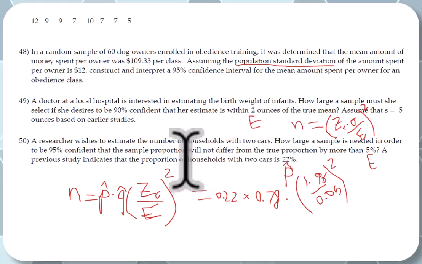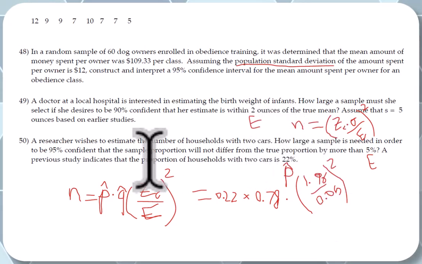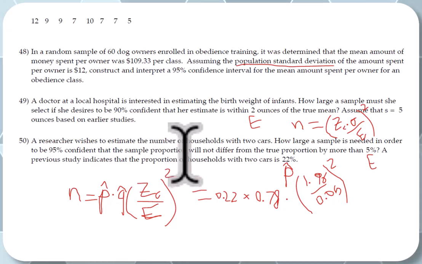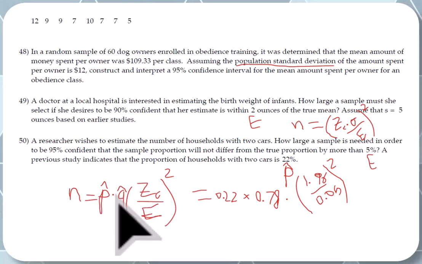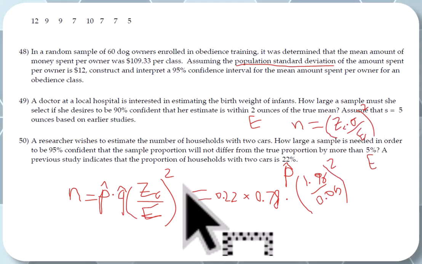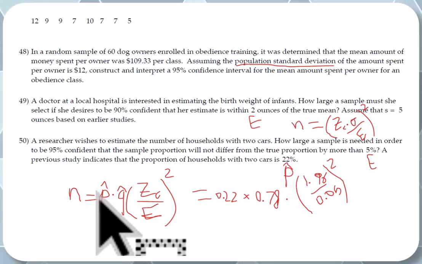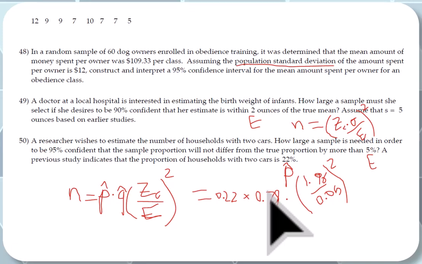Last question. A researcher wishes to estimate the number of households with 2 cars. How large a sample is needed in order to be 95% confident that the sample proportion will not differ from the true proportion by more than 5%? So this is about the proportion. This is the formula. If he doesn't give you p hat and q hat, you use 0.5. If he does later, then you use those values. Look what he says later. A previous study indicates that the proportion of households with 2 cars is 22%. So p hat is 22%, 0.22. Q hat, how did I get 0.78? It's 1 minus 0.22, which is 0.78.